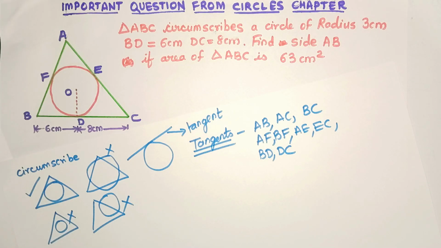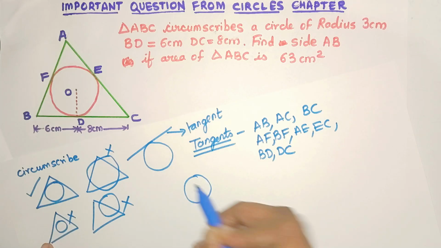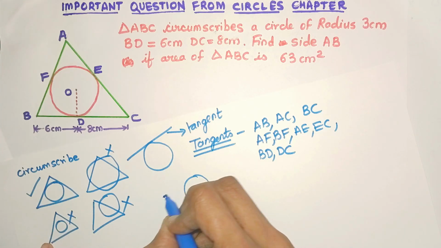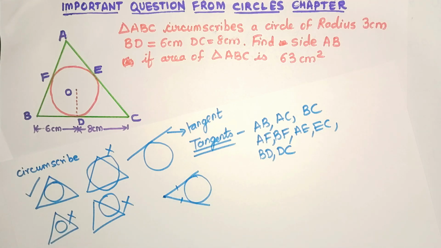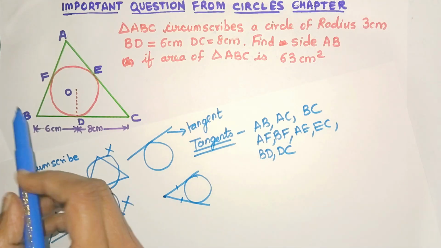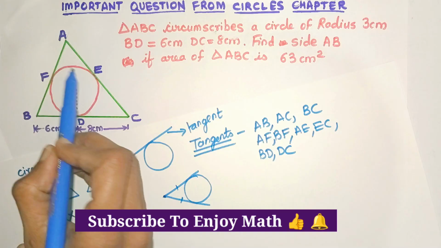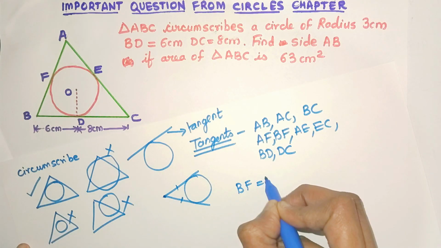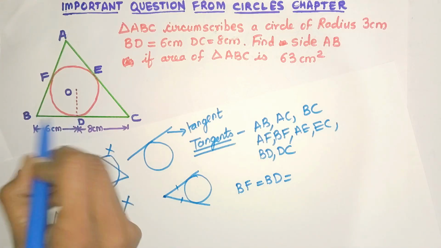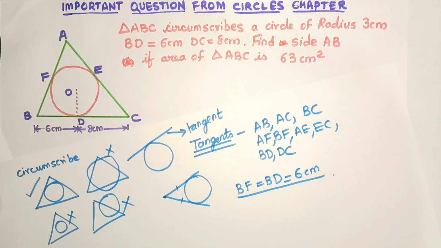Now, friends, in circles chapter, we have learned the theorem that if there is a circle and if there are two tangents to the circle from the same point, then those two tangents are equal in length. I'm sure you have learned this theorem. So if you see, friends, here point B, you have BF tangent and BD tangent to this circle. So by that theorem, BF will be equal to BD. But BD is 6 cm, so both of them will be equal to 6 cm. I hope you got this.